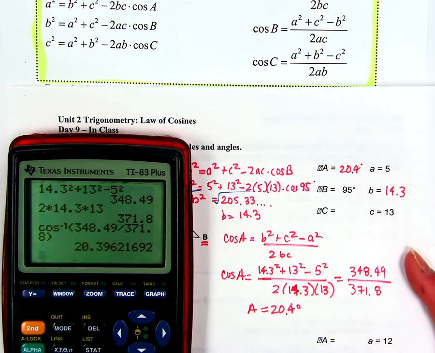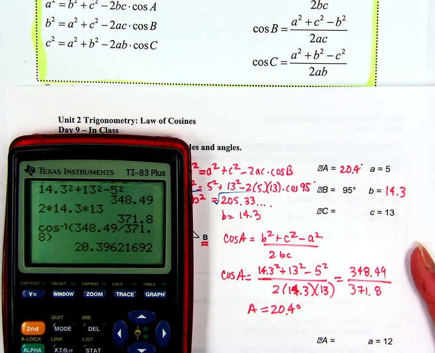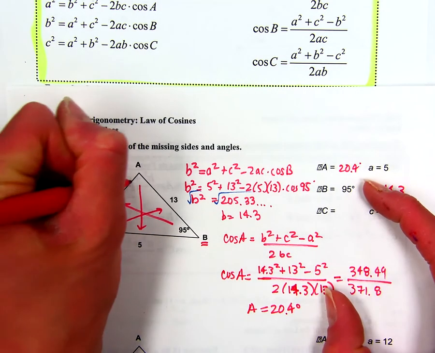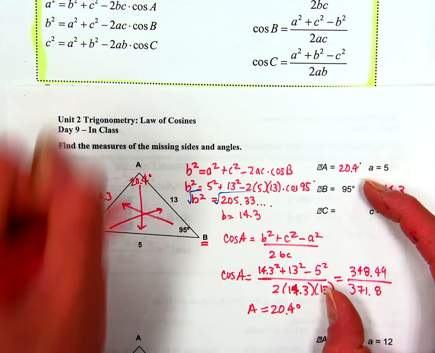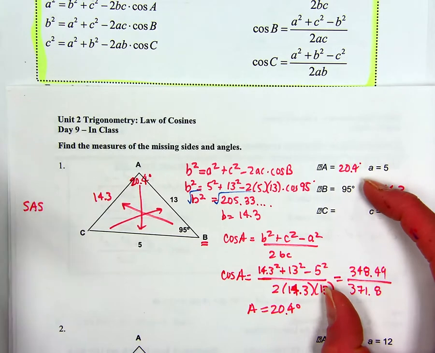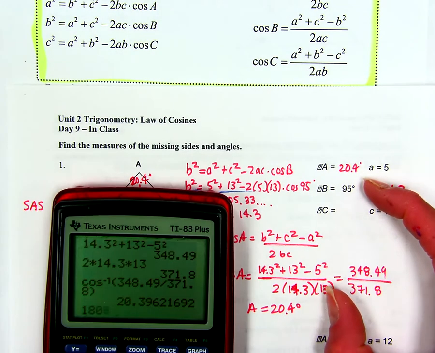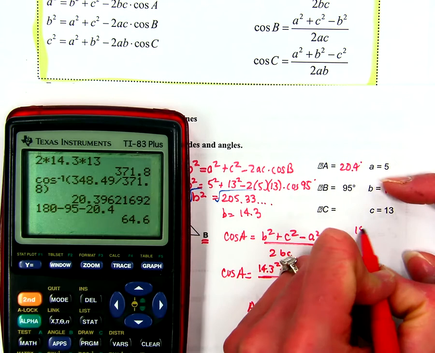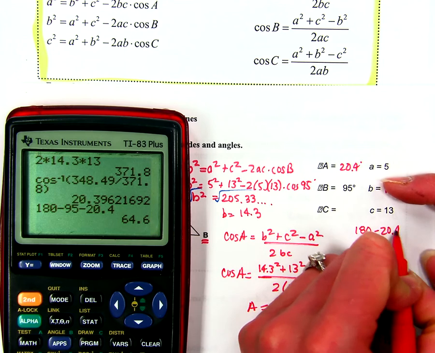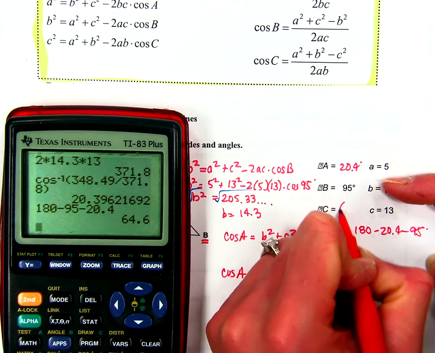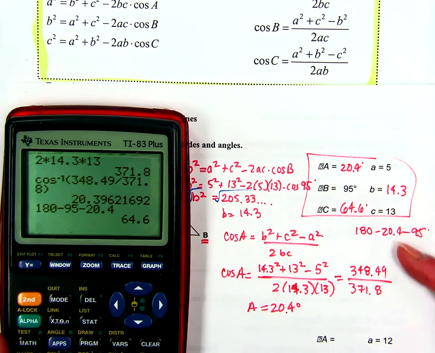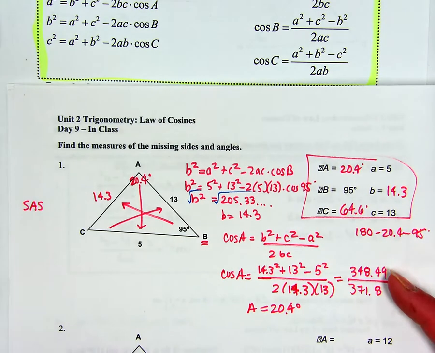Now, you could use law of cosines again, but that would be kind of silly because all we know is 2 angles, and if we know 2 angles, you could just subtract from 180. So I would do 180 minus 95 minus 20.4. And that gives you your missing angle. So once you find 2 angles, just subtract from 180 to get your last angle. And now you're all done with finding all your angles and all your sides.